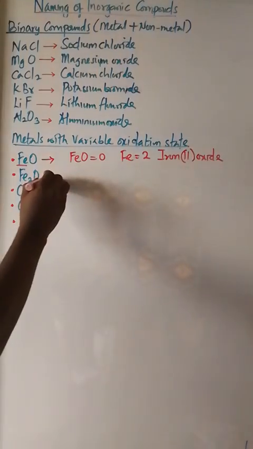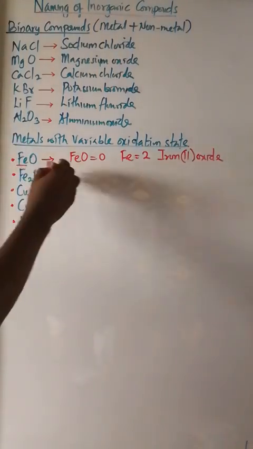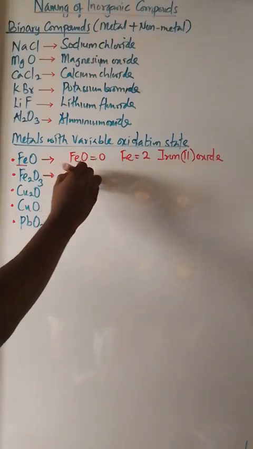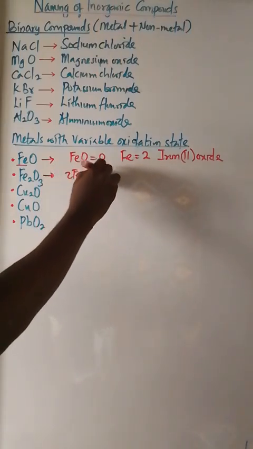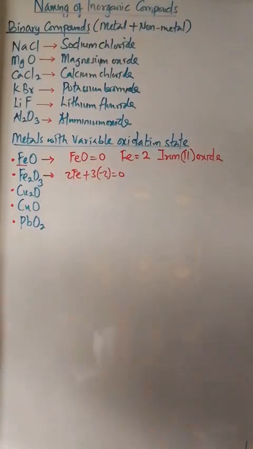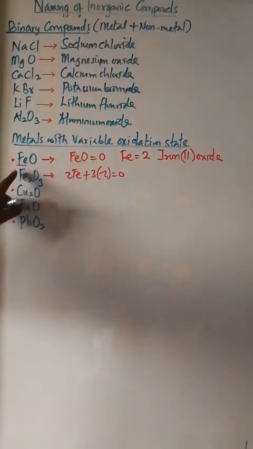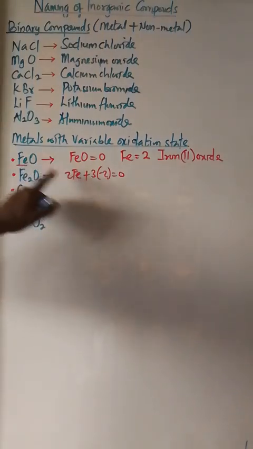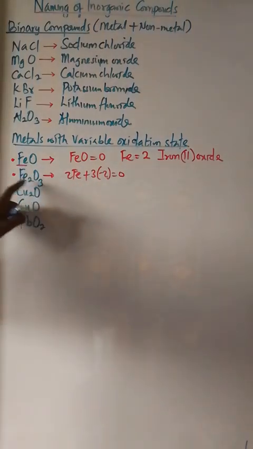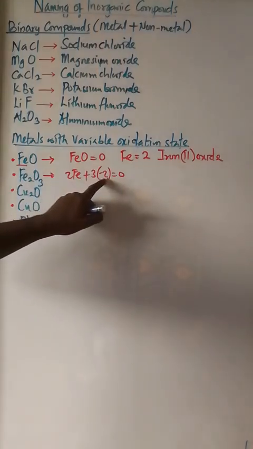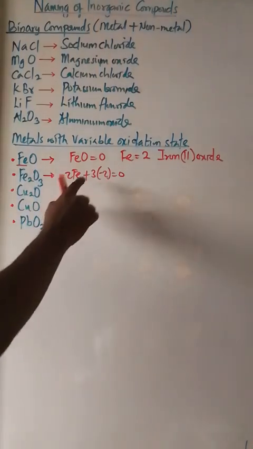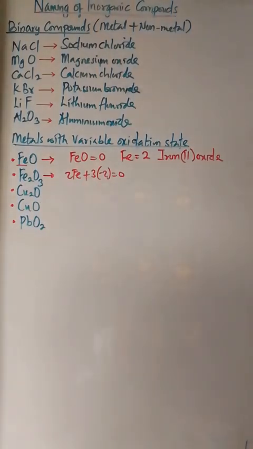If we do the same thing here, we have 2 iron and 3 oxygen equals 0. The oxidation state of this compound is 0. We have 2 iron here, we have 3 oxygen, and each oxygen is what? Minus 2. 3 times minus 2 is minus 6. So everything here is what? Minus 6 equals to 0.